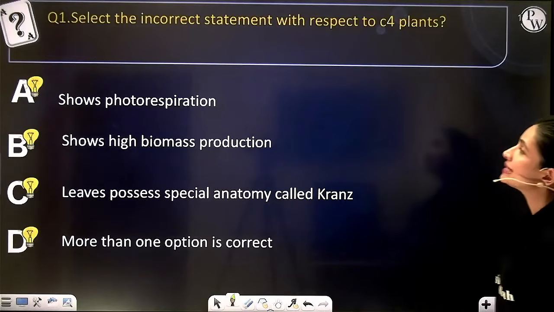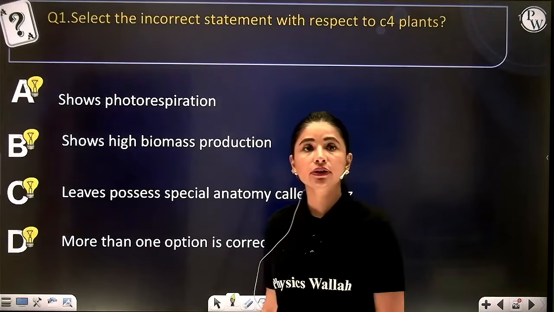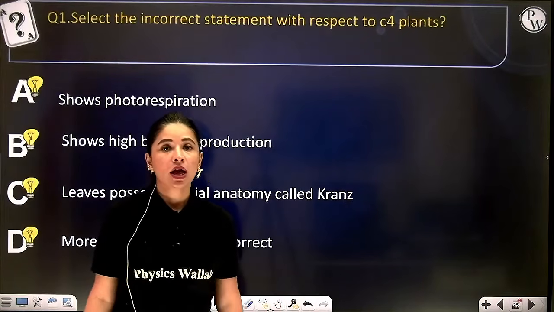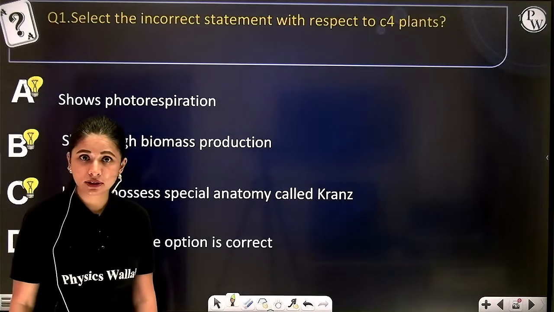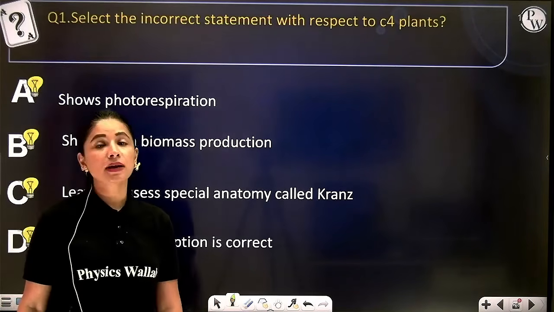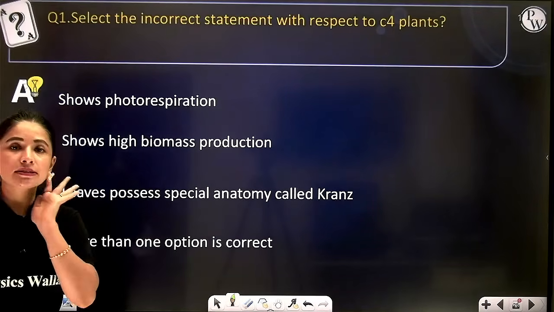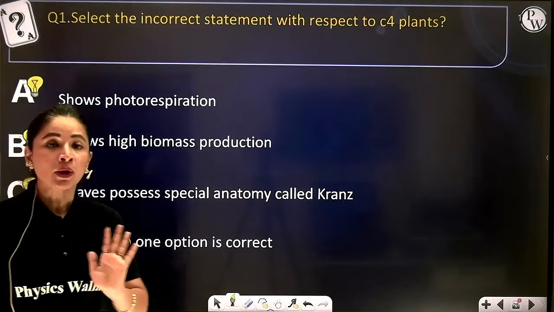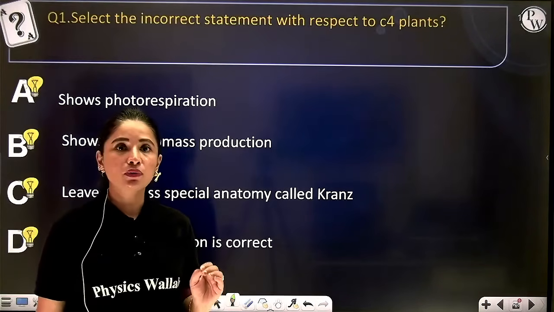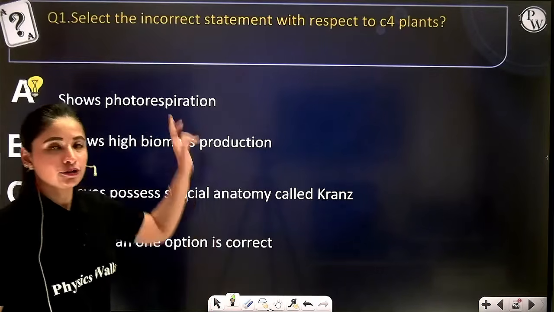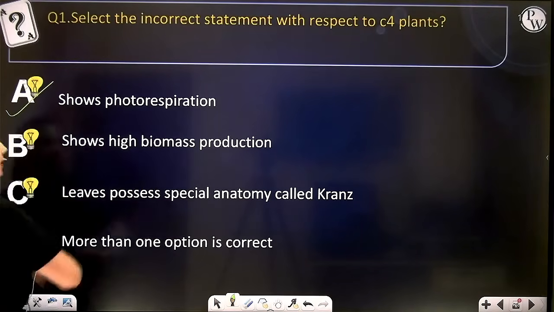Moving ahead. Next question. Select the incorrect statement with respect to C4 plants. You are given 4 statements and you have to tell which is correct and which is not. Number 1: shows photorespiration. You know, C4 plants do not show photorespiration as they have their own internal CO2 concentrating mechanism, which keeps the concentration of CO2 high in the bundle sheath cell to avoid photorespiration. So the first statement is incorrect. So here the answer is A.